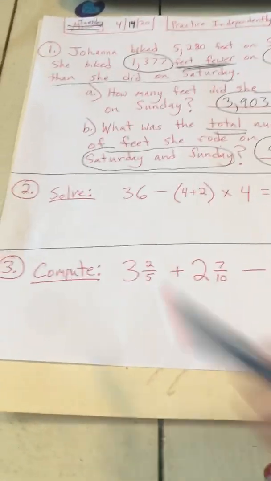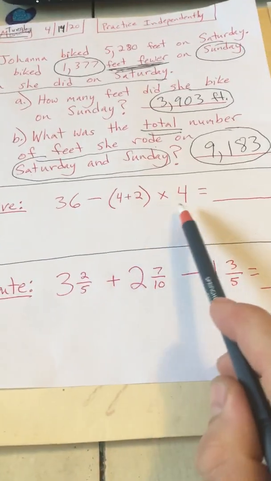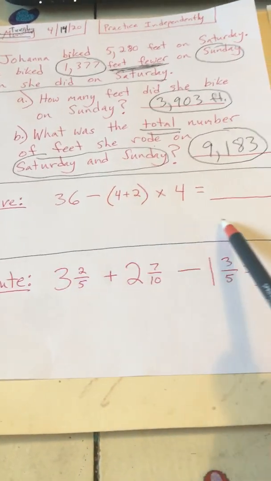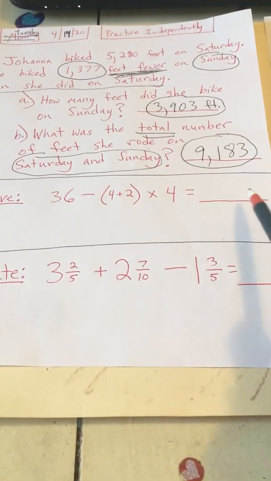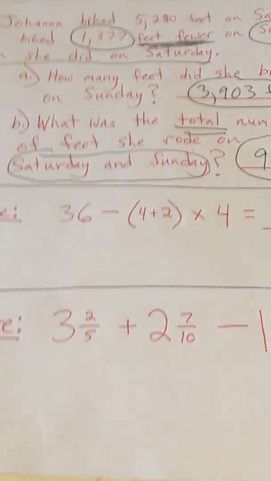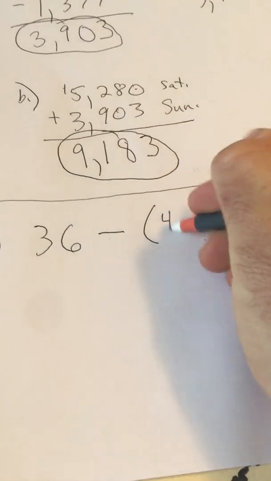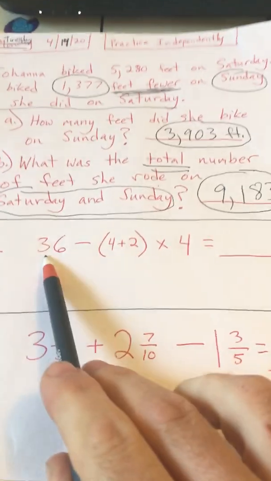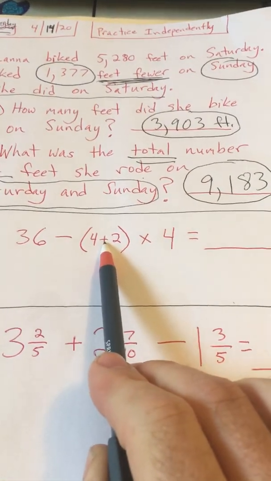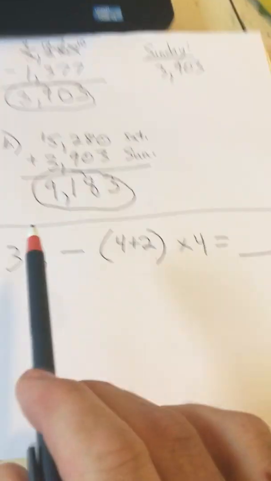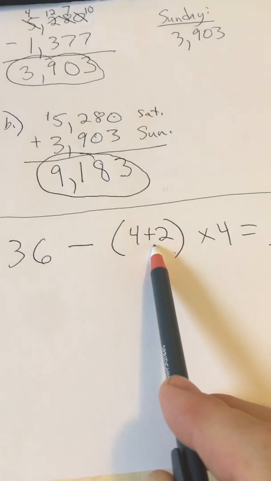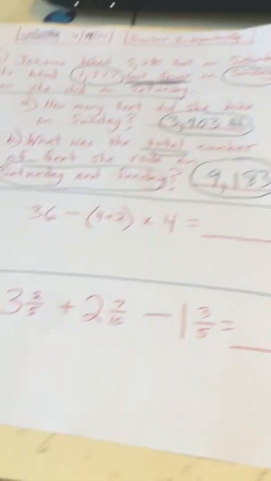Okay? Number 2 says to solve. So here's some order of operations, which we talked about in about October. So I'm going to rewrite this over here, that way I have space to work. So 36 minus, in parentheses, 4 plus 2, times 4 equals how much? I'm just going to check I have it right. 36 minus, in parentheses, 4 plus 2, times 4. Okay, so we got it right.